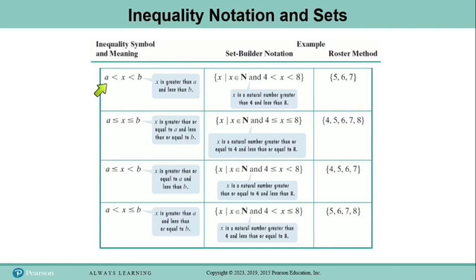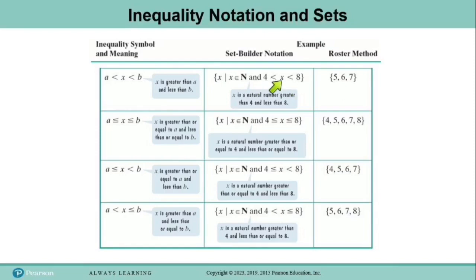So let's start by looking at this one, which says that A is less than X, which is less than B. Now another way to think of this is that X is stuck between A and B. See, the A has to be the smallest number. A has to be less than the element in our set, and the element has to be less than B. So for our example, we have 4 is less than X, which is less than 8.